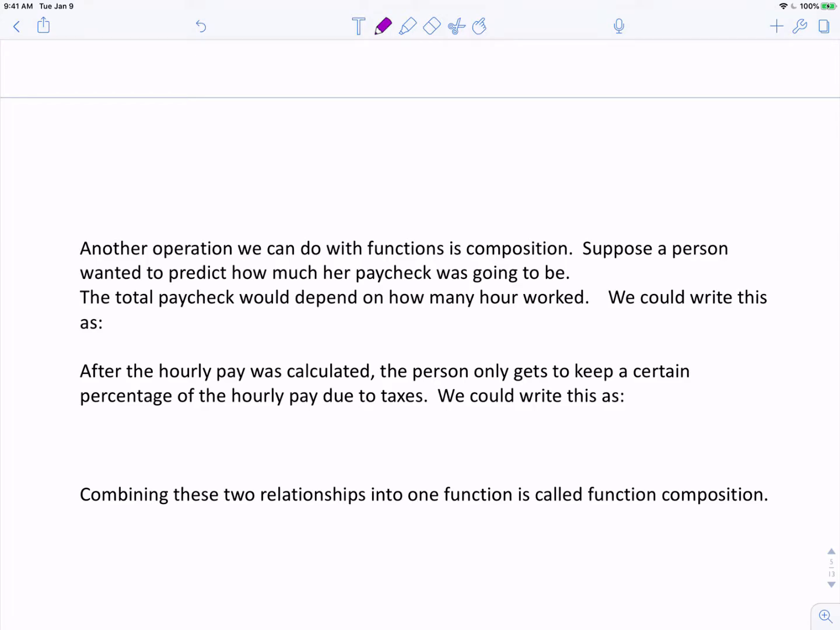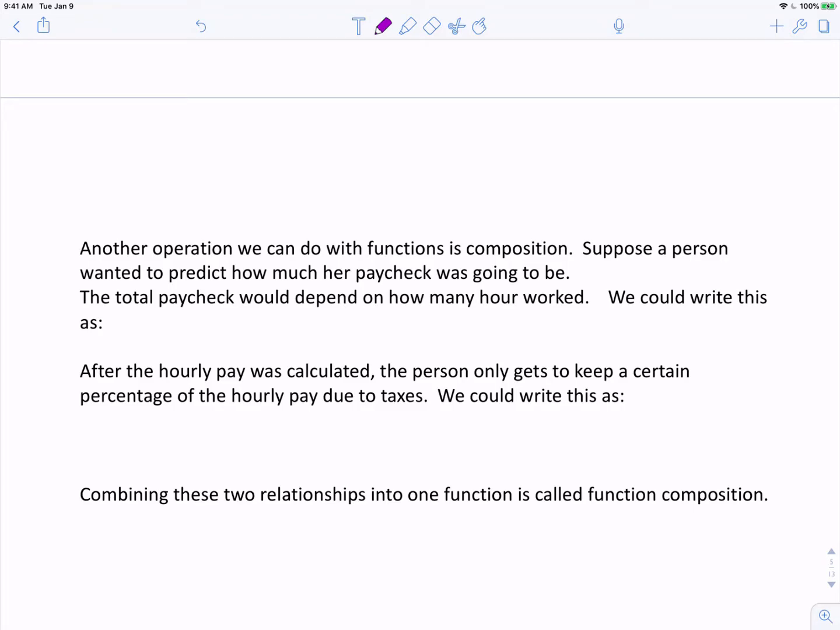In this next section, we're going to learn about function composition. Another operation we can do with functions is composition. Suppose a person wanted to predict how much her paycheck was going to be. The total paycheck would depend on how many hours worked.